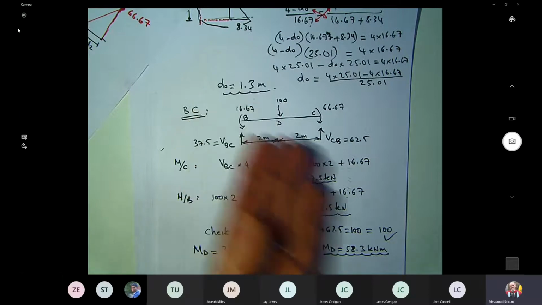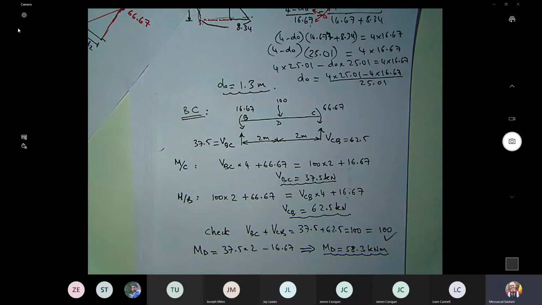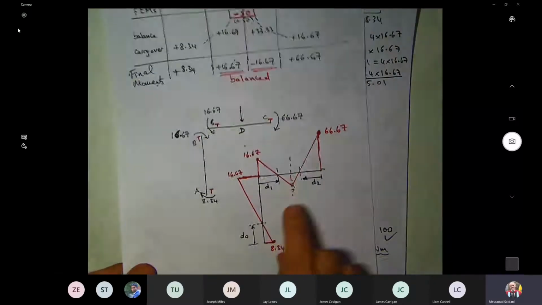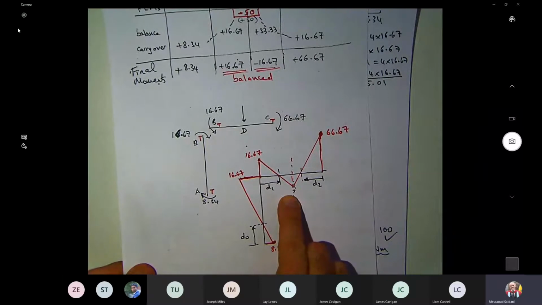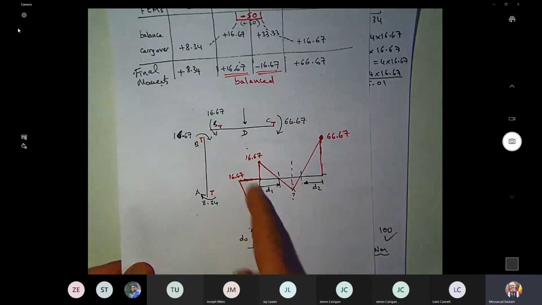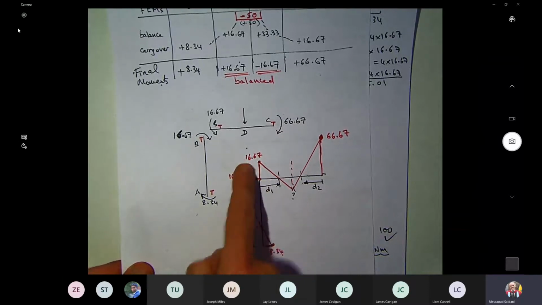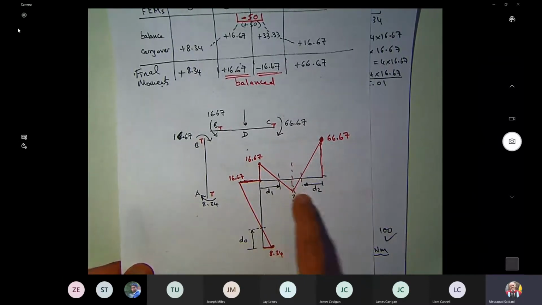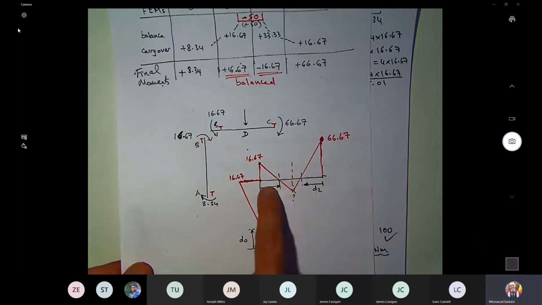Agreed? Yeah, so that's another way of checking your answers, okay? Everything is linked together, right? Is that okay? Right, so we've got MD, now we know the bending moment at D. I can now use similar triangles for the left side, and then I can use similar triangles for the right side here to determine D1 and D2.